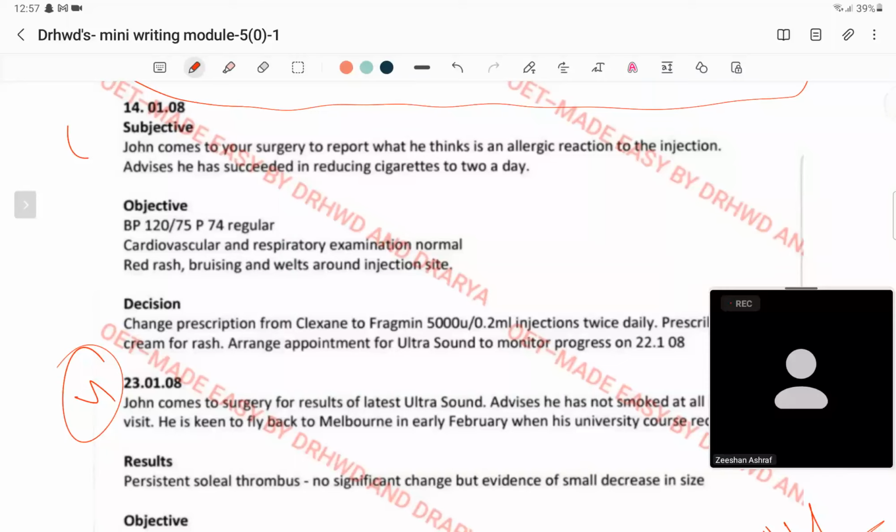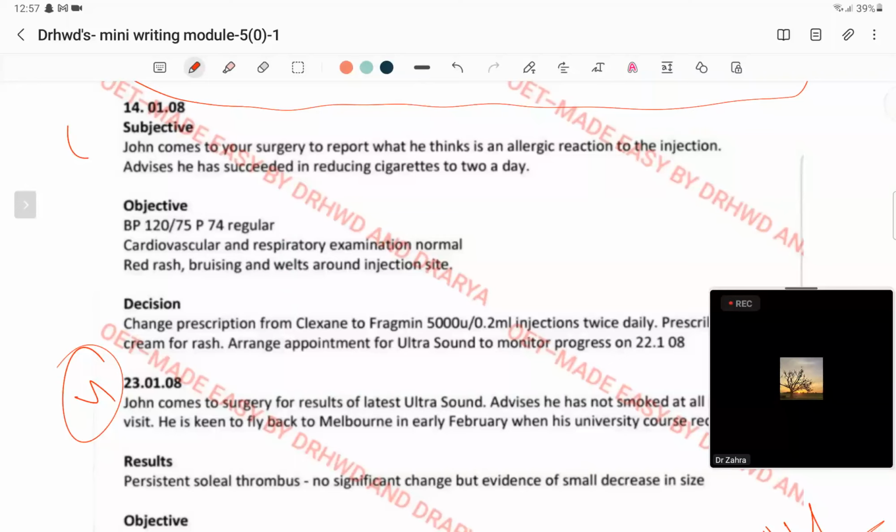How does it sound? I changed Clexane to fragment. Okay. I changed Clexane with fragment. Is that incorrect? Yes, I'm just asking. Incorrect? Or no? Yes, ma'am. It sounds like we are prescribing him both.